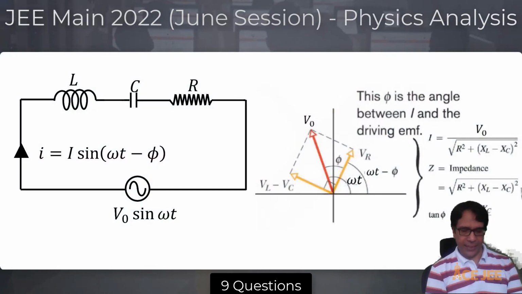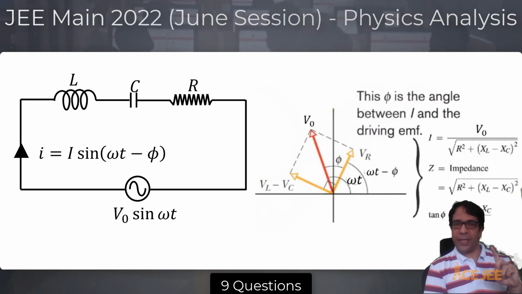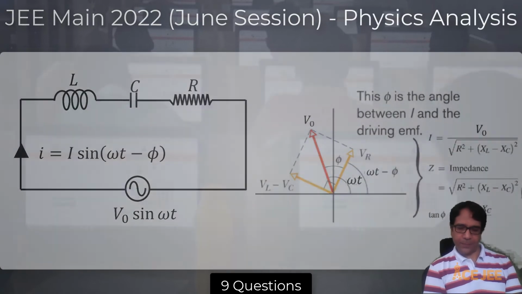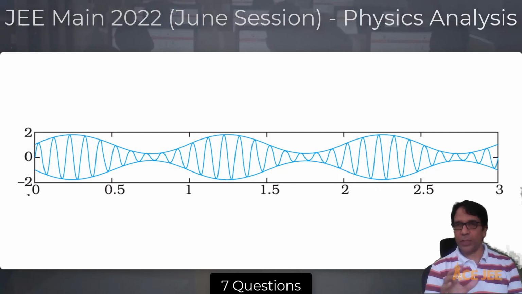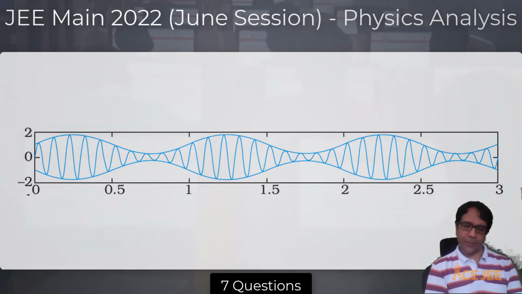LCR series circuit with AC source. There were 9 questions from here. 2 of them involved resonance condition, that is XL is equal to XC, that is the reactance of the inductor was equal to the reactance of the capacitor. AM modulation, there were 7 questions around the concept of AM modulation.